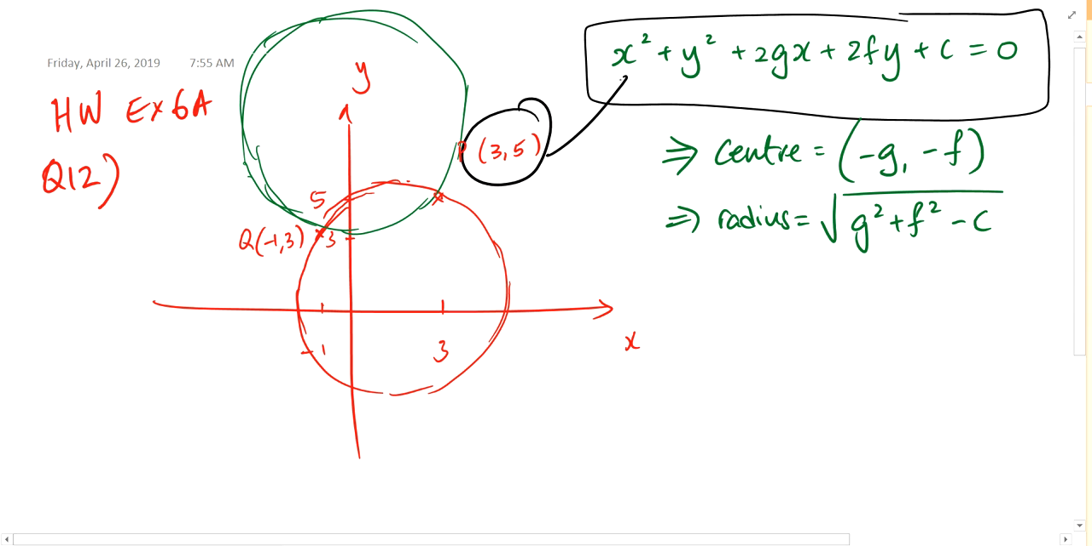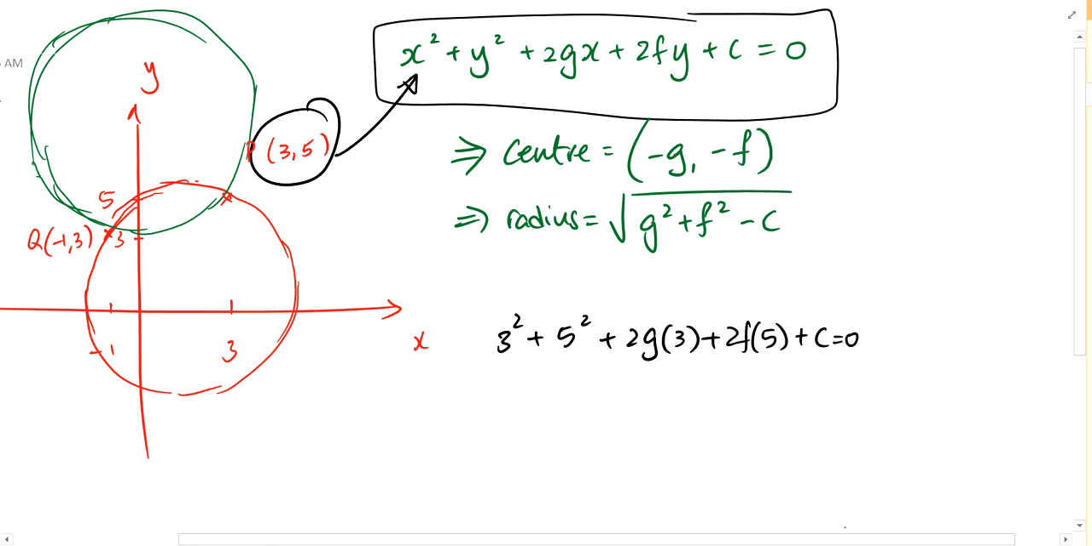Sub p into the equation, is it? Okay, then let's see what happens. We will get 3 square plus 5 square plus 2g times 3 plus 2f times 5 plus c equals to 0. Okay, so you see there is one equation with 3 unknowns, right? That is my first equation. What is my second equation? Sub -1, 3. Okay, so -1 square plus 9 plus 2 times -1 is -1, so minus g. Then 2 times 3 is 6, so plus 6f plus c equals to 0.